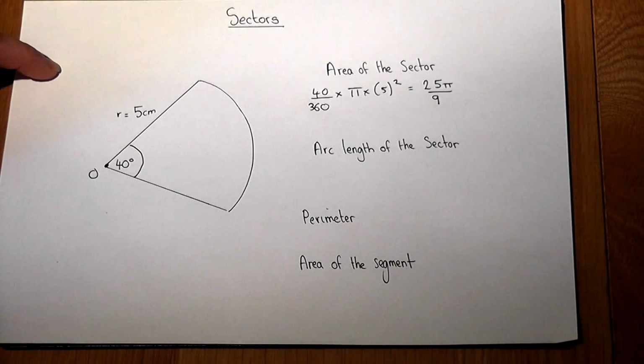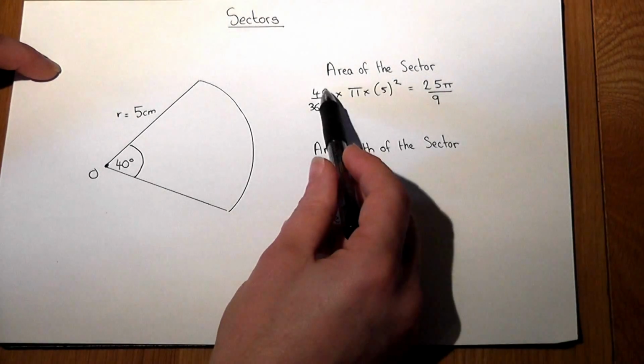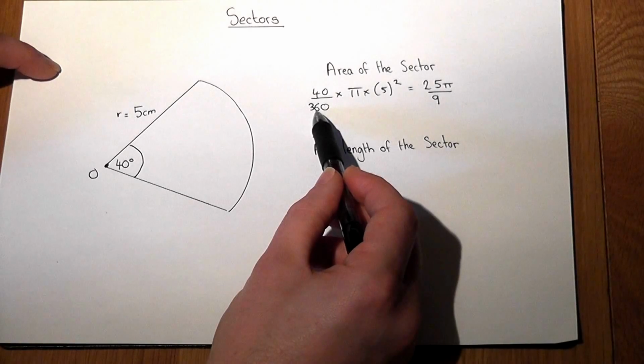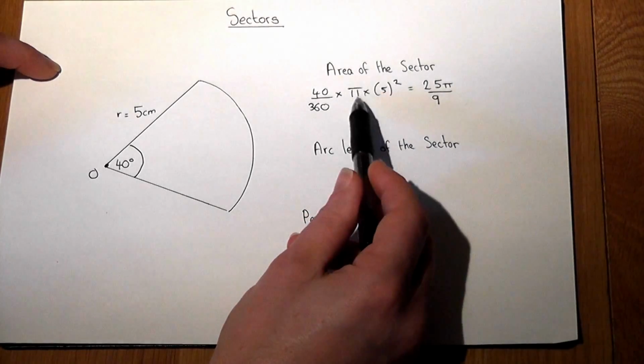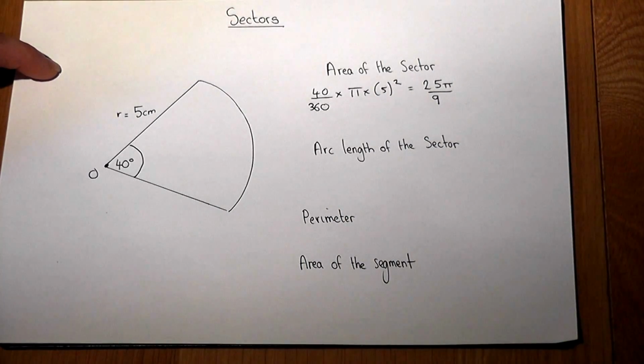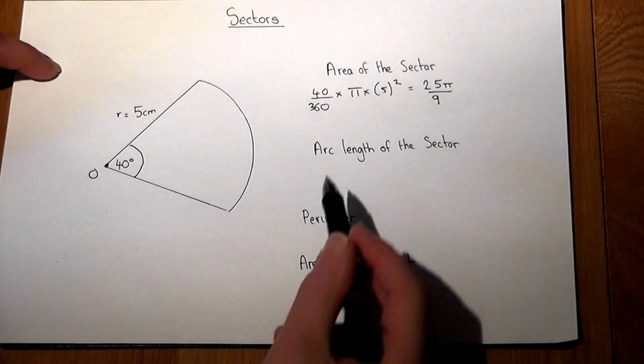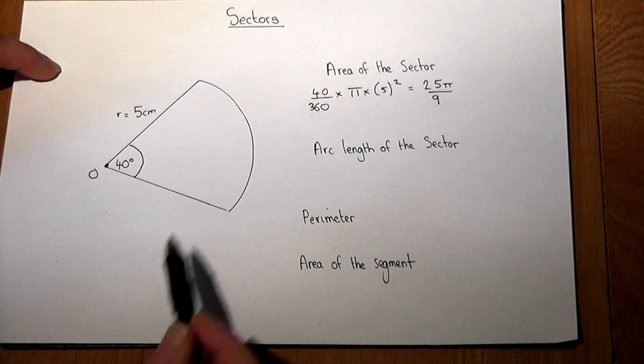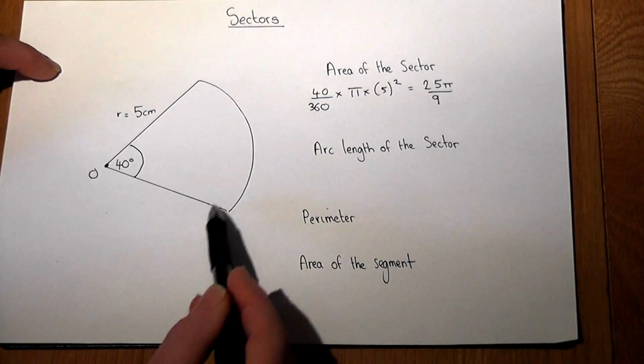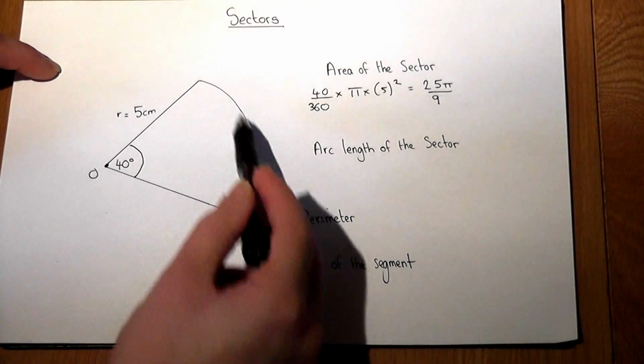So that's the area of the sector. Again, what fraction of a full circle is it? Then times that by the area as if it was a full circle. So that's the area of the sector. Now for the arc length, it means that curved distance there.